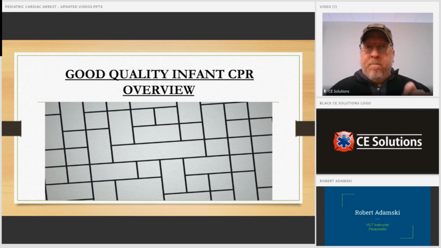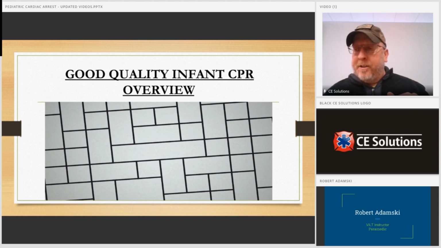Okay, so some take-home points for that. All right, that was 2-person infant CPR. That was the overview for it. Some takeaway messages are: notice where they checked that infant for a pulse when they were doing their life check. All right, checking both respirations and checking the pulse for up to 10 seconds.